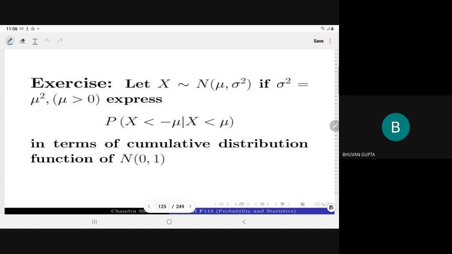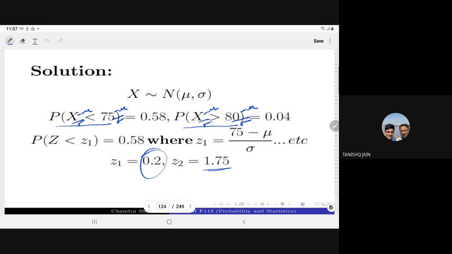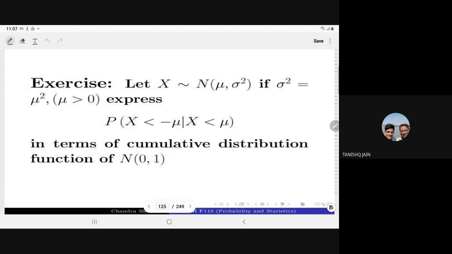Let x follow the normal distribution with parameters mu and sigma. Sir, is it a 2 hour class? Pardon? Is this a 2 hour class? Just the last question, I'm finishing. It's just hardly 1 minute.